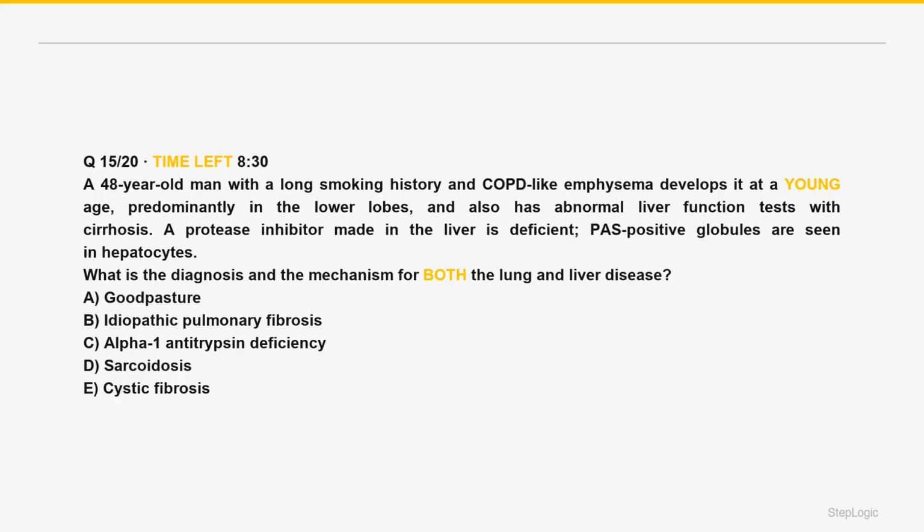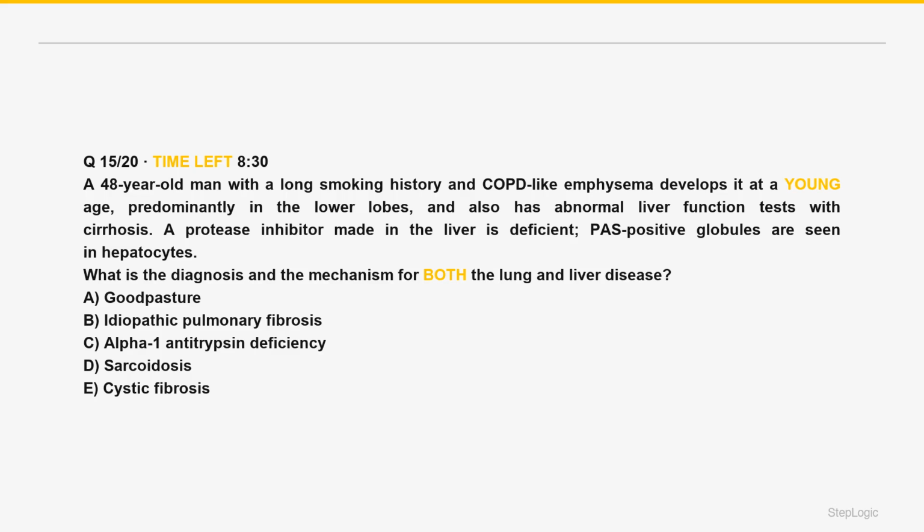What is the diagnosis and the mechanism for both the lung and liver disease? A 48-year-old man with a long smoking history and COPD-like emphysema develops it at a young age, predominantly in the lower lobes, and also has abnormal liver function tests with cirrhosis. A protease inhibitor made in the liver is deficient. PAS-positive globules are seen in hepatocytes.